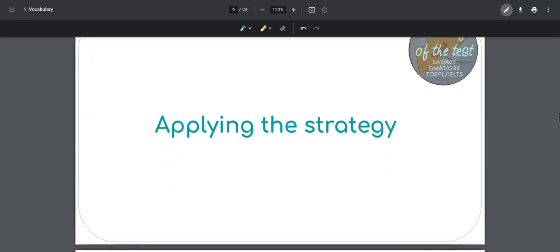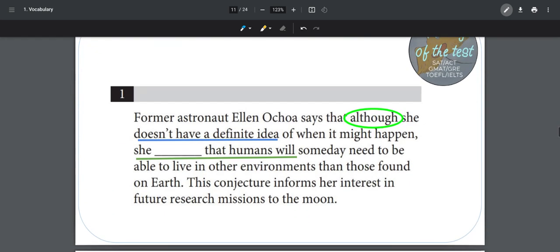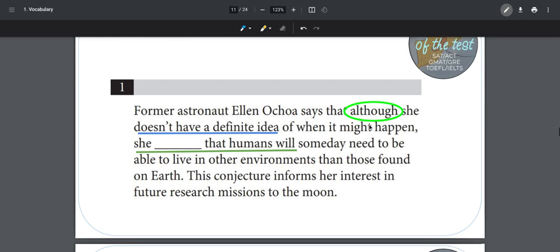Okay, so applying the strategy, we're going to analyze the text. So we have the text, right? Former astronaut Ellen Ochoa says that although she doesn't have a definite idea of when it might happen, she blank that humans will someday need to be able to live in other environments than those found on Earth. This conjecture informs her interest in future research missions to the moon.